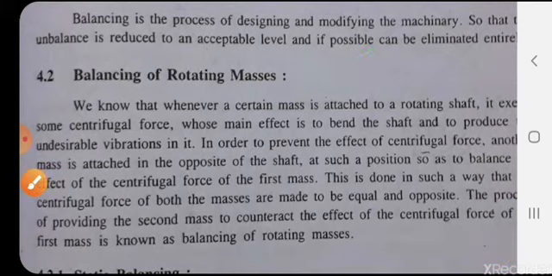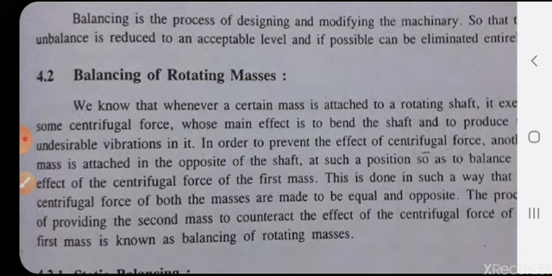The balancing of rotating bodies is important to avoid vibration. Normally in heavy industrial machines such as gas turbines and electric generators, vibration can cause failure as well as noise and discomfort. This means in a gas turbine, rotating shafts are used.